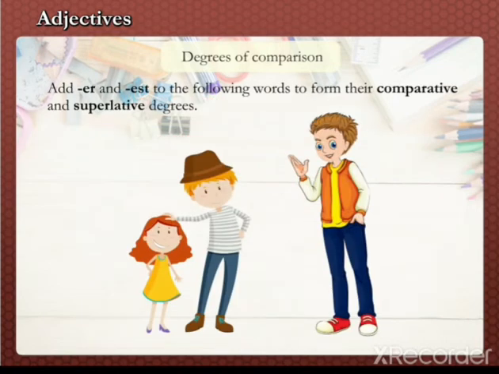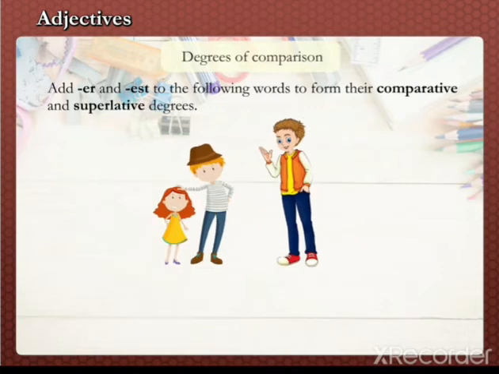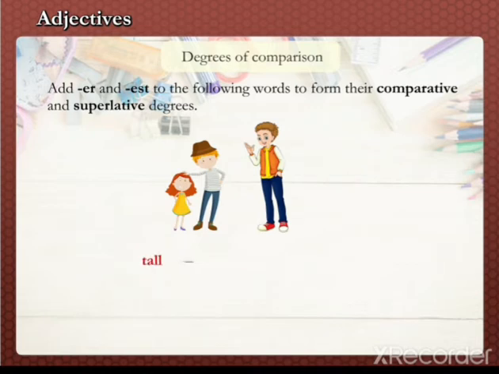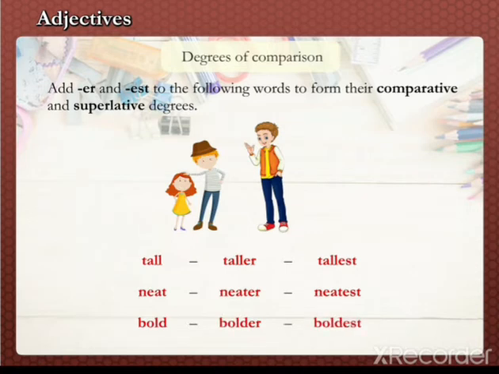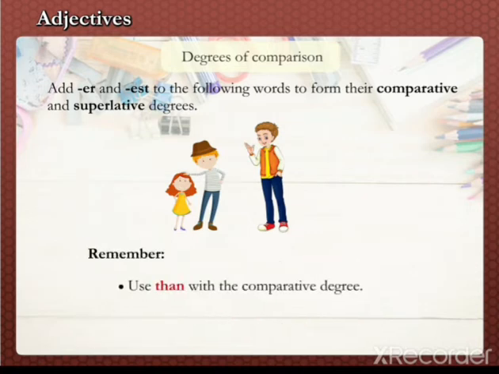Add ER and EST to the following words to form their comparative and superlative degrees. Tall, taller, tallest. Neat, neater, neatest. Bold, bolder, boldest. Remember, we usually use than with the comparative degree and we add the before the superlative degree.